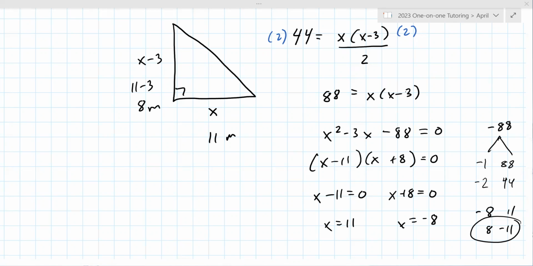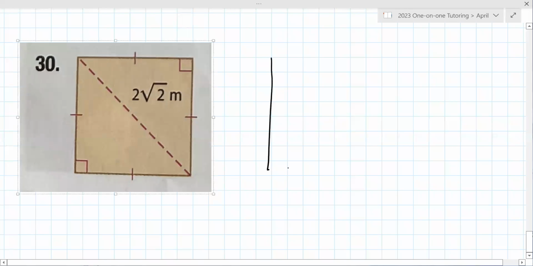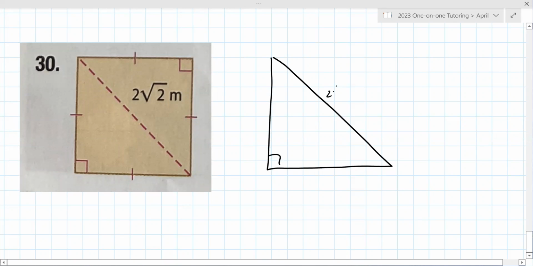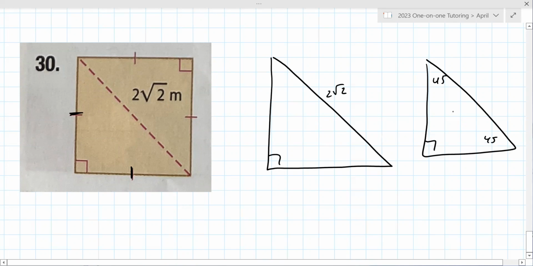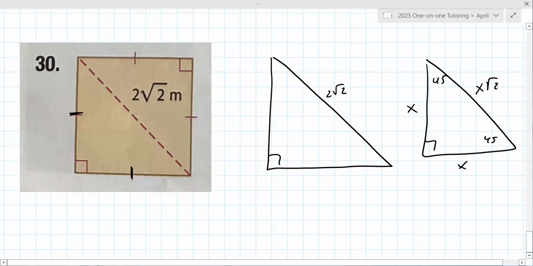30 kind of brings us back to some of the first couple that we were doing, meaning you're going to use some special triangle stuff here. So I'm going to just grab the bottom triangle here. The hypotenuse is 2 root 2. Whenever the two legs are the same, we know that that's a 45, 45, 90. And that's x, x, x root 2. Okay. So then we would just solve that. You want to get the value of x so that you can figure out the two legs, which are the same in this case. And then we can find the perimeter.